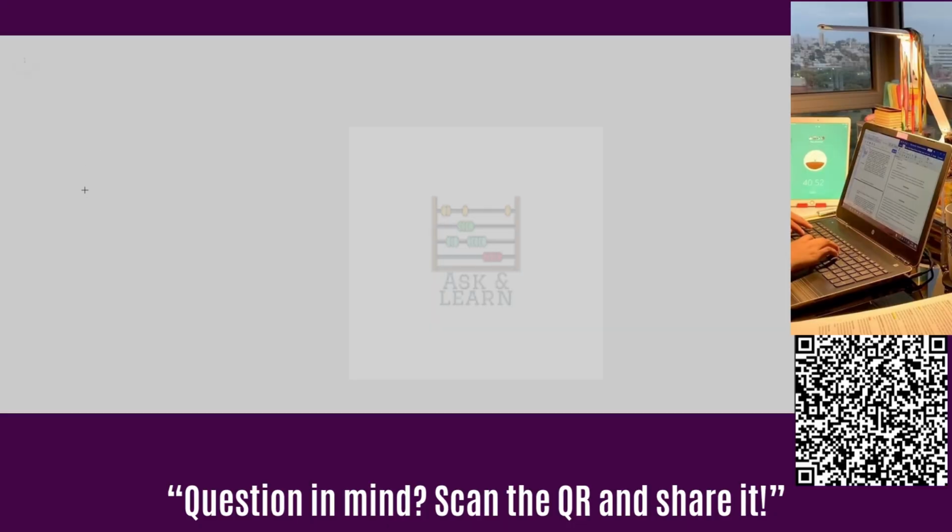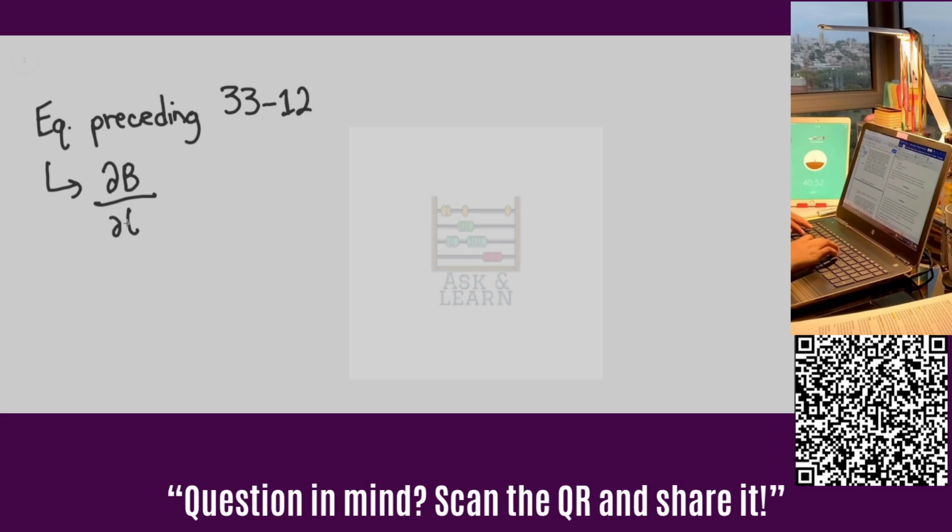From the equation immediately preceding equation 33.12, we can say that the partial derivative of the magnitude of the magnetic field with respect to time would be equal to the angular velocity times the maximum magnitude of the magnetic field.